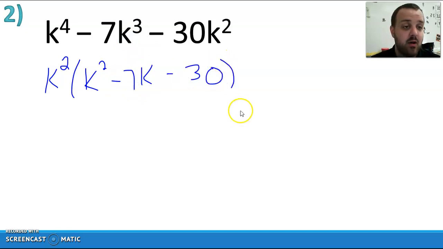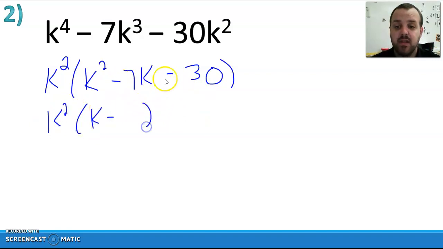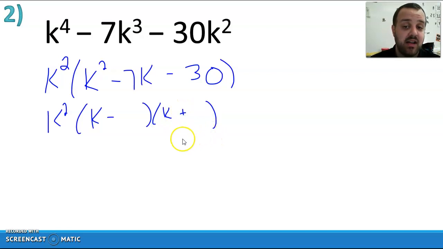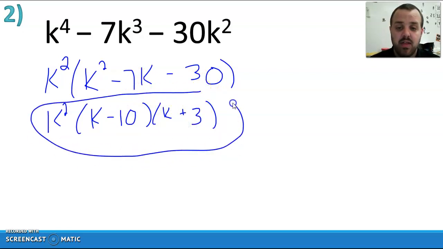Now we have the same thing going on. I'm looking for what's going to multiply to negative 30, but add to negative 7. We know that our signs are going to be minus, because we just bring this down. This tells us to change this, so it's going to be plus over here. So I know one's going to be negative and one's going to be positive. What multiplies to negative 30 and adds to negative 7? I think it's going to be minus 10 and plus 3. And there we go. There's our final answer.